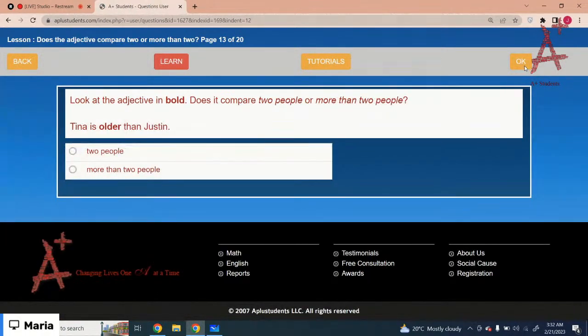Tina is older than Justin. So which is the correct option? Older. You have an ER. Got it? That means that is a comparison between just two people.